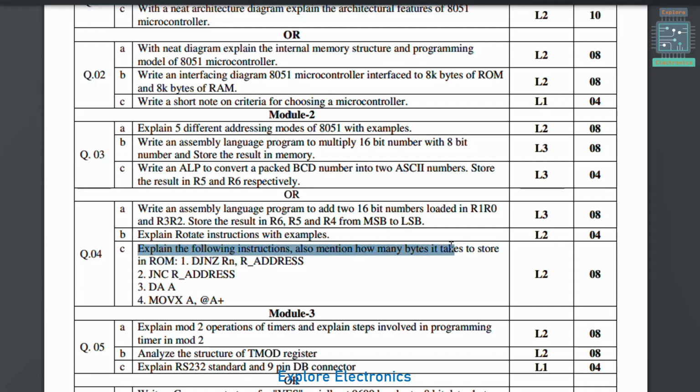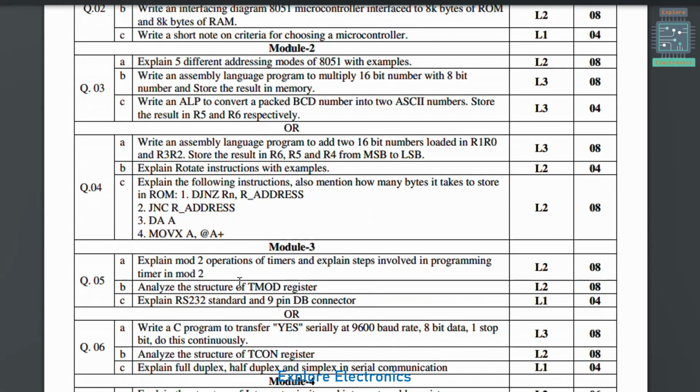it takes to store it in ROM. So the 4 instructions they have given, you need to analyze this and say how many bytes it takes to store it in a ROM, and also you need to explain what these instructions are.